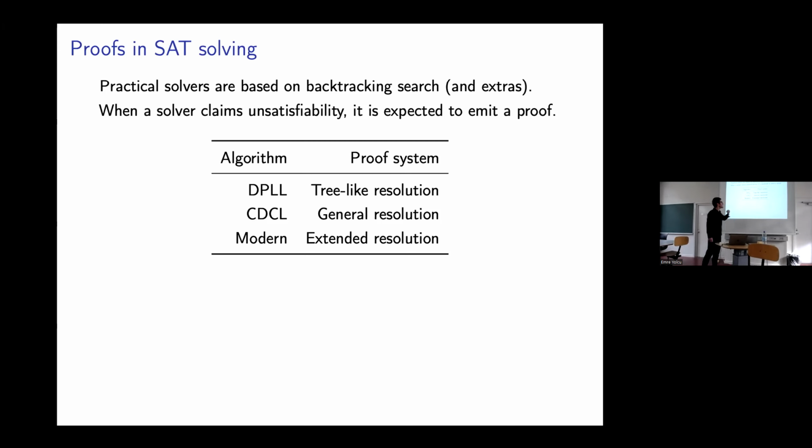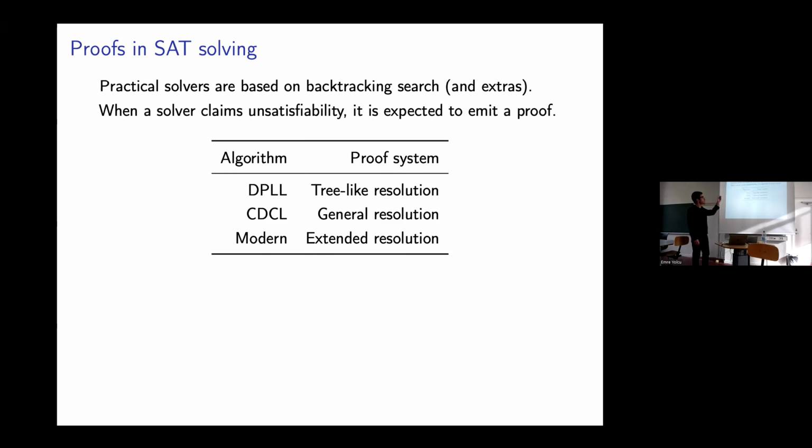By modern, I will say what I mean. And each of the algorithms corresponds with some caveats to proof search in those proofs. So DPLL you can think of as just brute force tree search plus extra things, which are not important right now. So DPLL amounts to searching for tree-like resolution proofs. And I will again say what resolution is later. CDCL is like a more modern version of this DPLL, which searches for general resolution proofs.